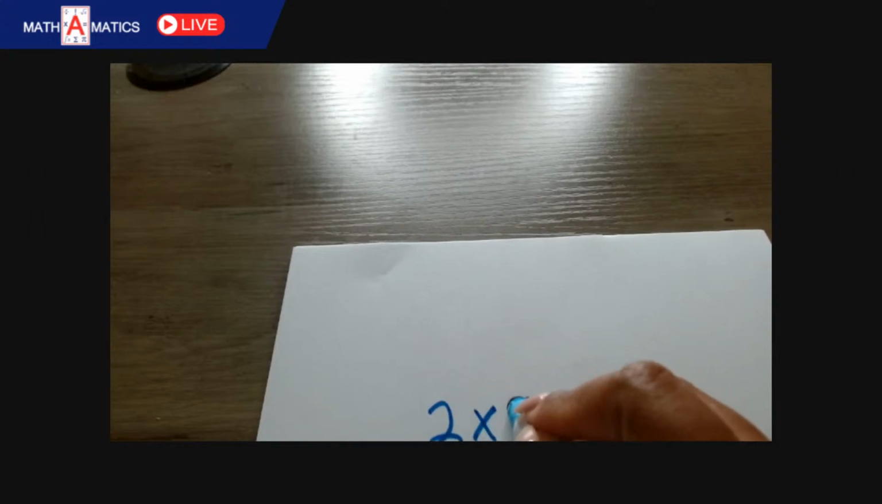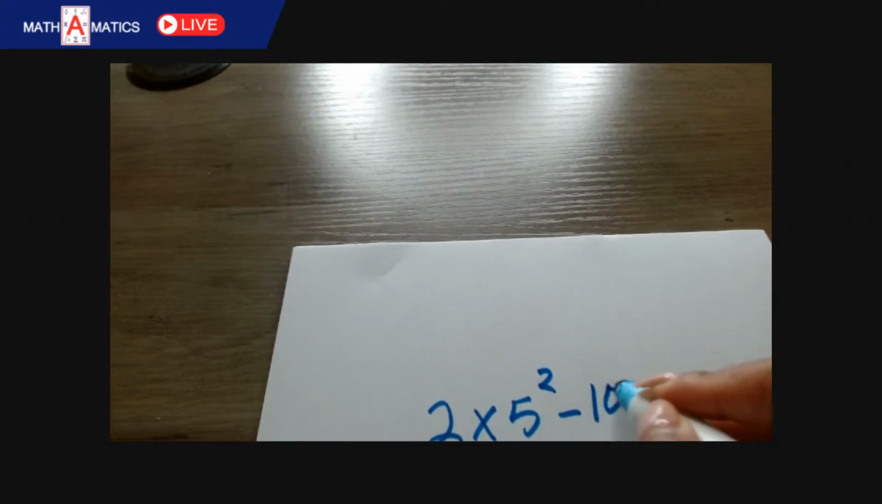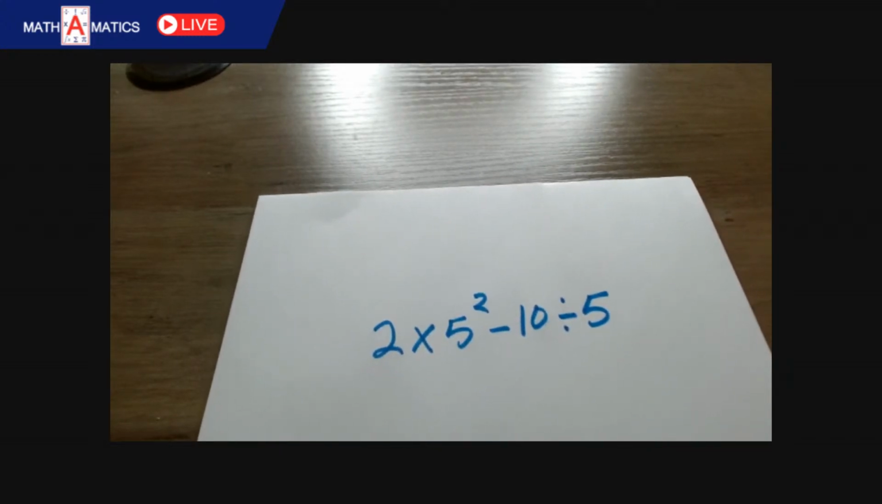Alrighty, so let's do this one. Let's do 2 times 5 squared minus 10 divided by 5. We are going to still use our GEMDAS rules again. So one, we don't have any groupings here. So we can move on to E for exponents next.